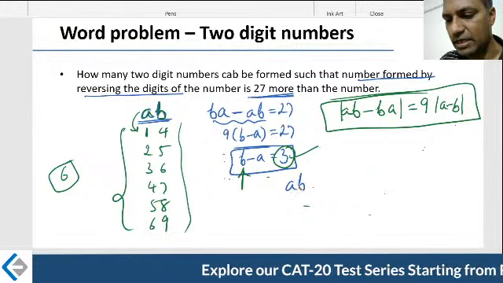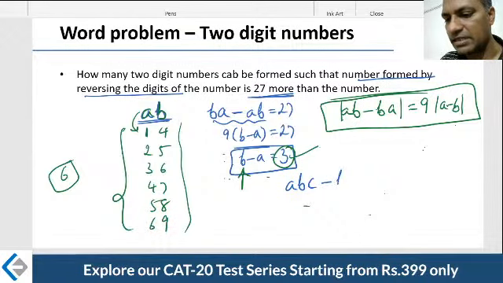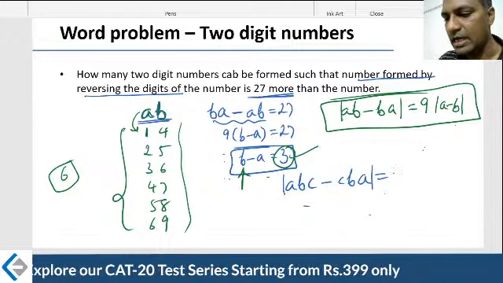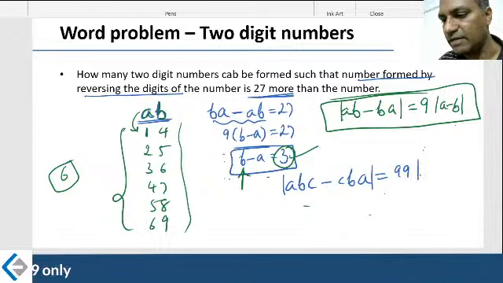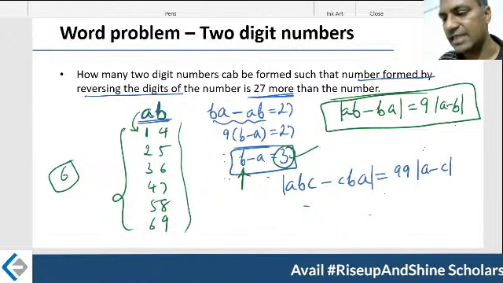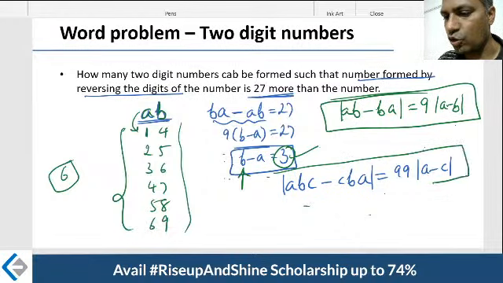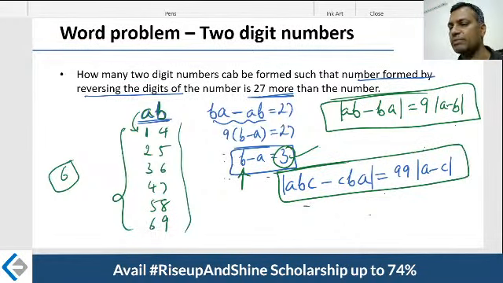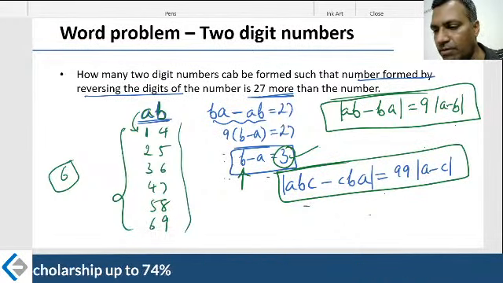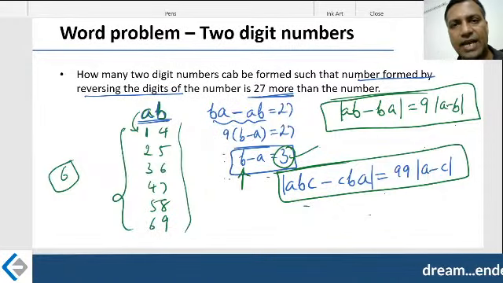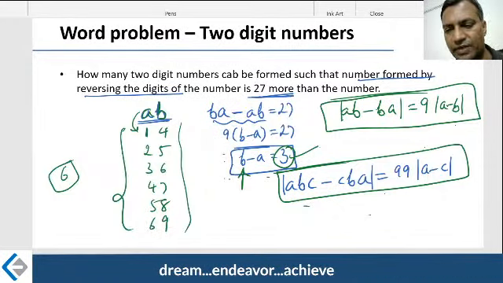The difference between a 3-digit number and the number found by reversing its digits, friends, is going to be 99 times the difference between A and C. It is independent of B. I want you to go back home and write the steps for this. The difference between a 3-digit number and the number found by reversing its digits is 99 times the difference between the units and the hundreds digit. It is independent of the tens digit.